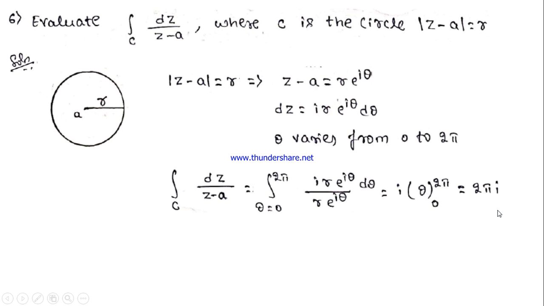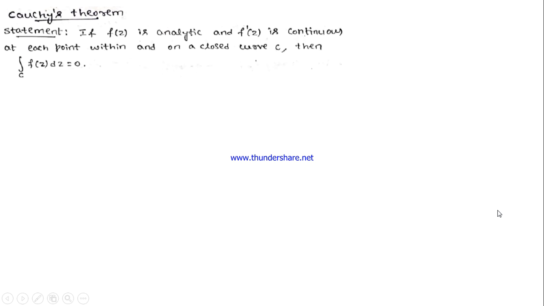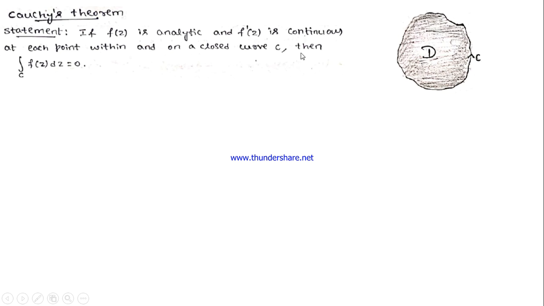Okay, so I hope you are comfortable with line integral of a complex function now. Next, let me see Cauchy's theorem and its importance. Here's what Cauchy's theorem states. If f of z is analytic and f dash of z is continuous at each point within and on a closed curve C, then integration of f of z over the closed curve C is 0.